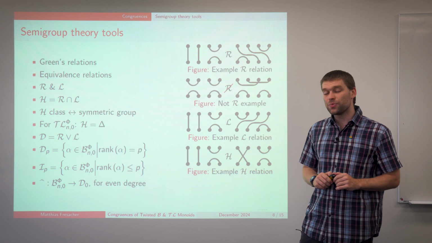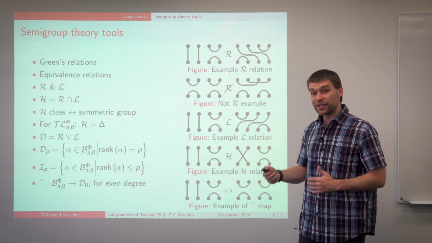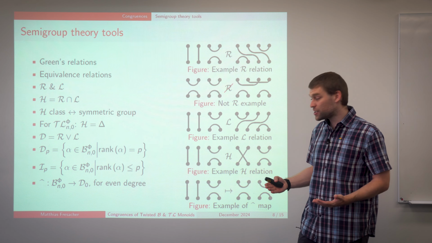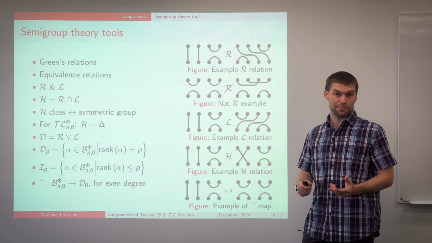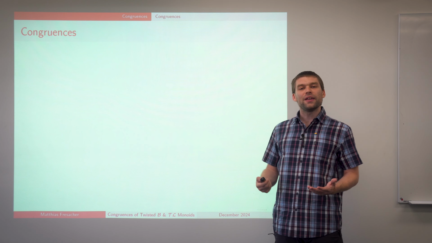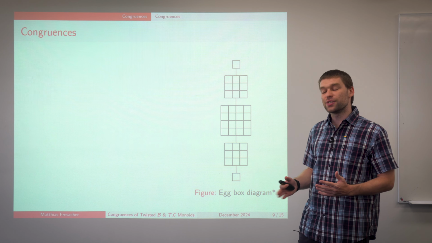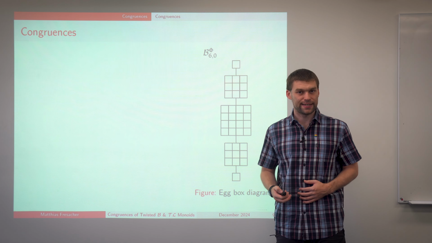And the final ingredient we're going to need is the hat map. This is defined for even degree only, and essentially what it does is it takes a pair of transversal edges, and it annihilates them in the obvious way that you would expect. That now allows me to state the congruences we are going to need, and I'm going to explain these to you using an egg box diagram, and this is for the Brauer monoid of degree 6.